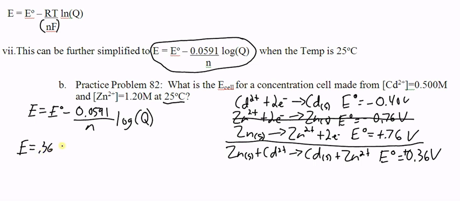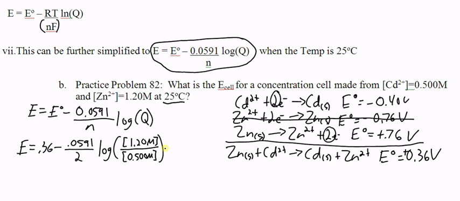Standard cell potential appears to be 0.36. We're going to take away 0.0591 over N. N still stands for the moles of electrons that are going to be transferred, and as we saw when the equation was balanced, that's a 2. So 0.0591 over 2. And then we're going to multiply that times the log of, in this case, concentration for the product, so zinc's concentration, 1.20 molar, over concentration for cadmium, our reactant, 0.500 molar. And we've got to keep that grouped together.